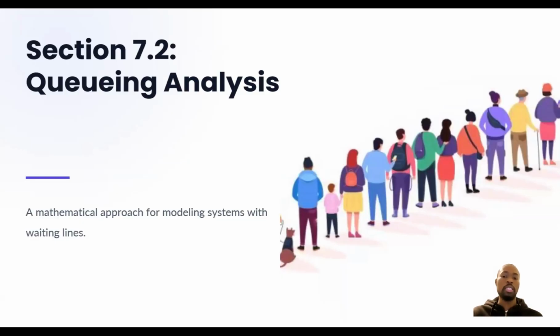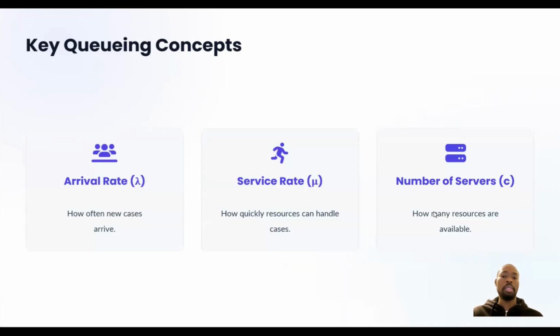The next section, queuing analysis, helps us understand processes where cases wait in line for limited resources, like customers waiting for a customer service rep or a machine waiting for maintenance. Queuing analysis usually uses three key parameters: the arrival rate, how often new cases arrive; the service rate, which is how quickly resources can handle cases; and the number of servers, which are essentially the resources available. The goal is to estimate the average waiting time, queue length, and the utilization.